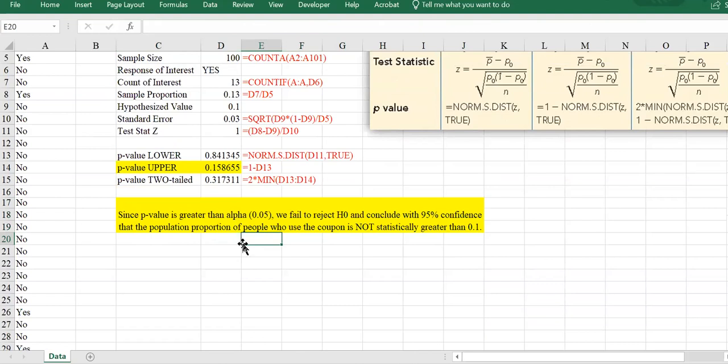Since the p-value is greater than alpha, we fail to reject the null hypothesis and conclude with 95% confidence that the population proportion of people who use the coupon is not statistically greater than 10%.